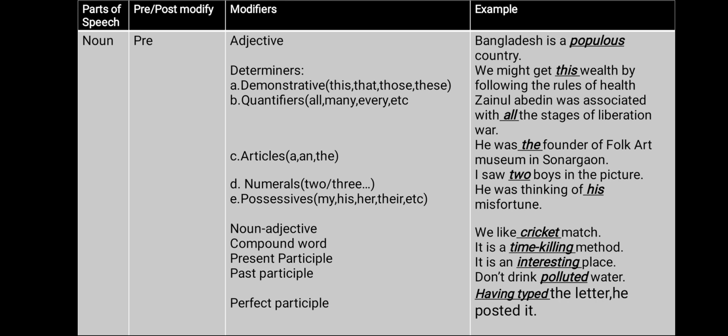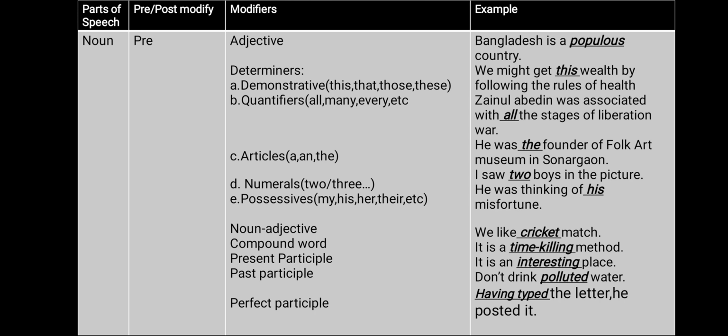We can make a sentence in this way: noun is pre-modified by adjective. Bangladesh is a populous country. Here populous is modifying the word country. Okay. Next, determiners. There are a lot of determiners, so I'm mentioning here demonstratives, quantifiers, articles, possessives.